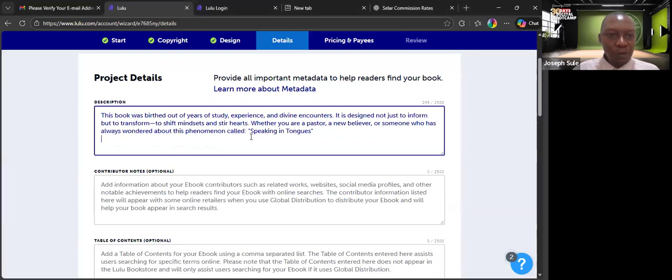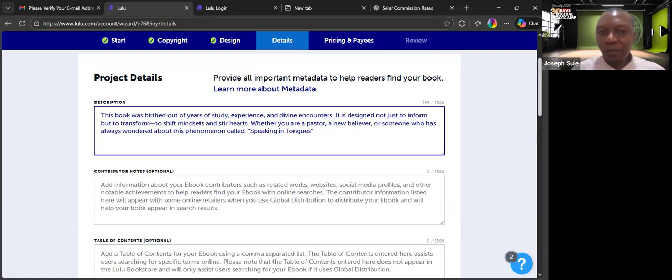And it says, this book was birthed out of years of study, experience, and divine encounters. He chose his words carefully. It is designed not just to inform, but to transform, to shift mindsets and stir hearts. Whether you are a pastor, a new believer, or someone who has always wondered about this phenomenon called speaking in tongues, you can buy this book and you get to understand it better.